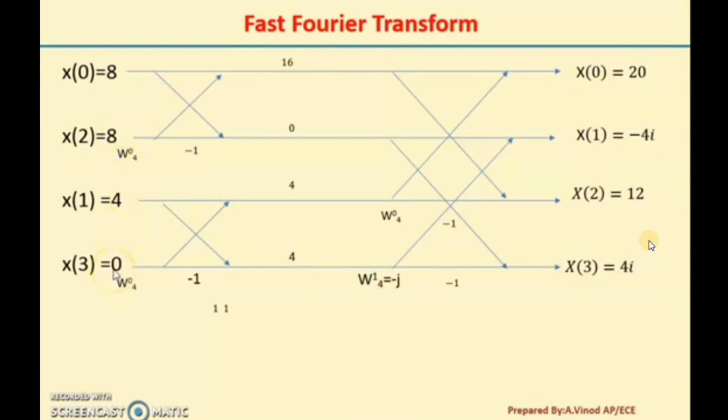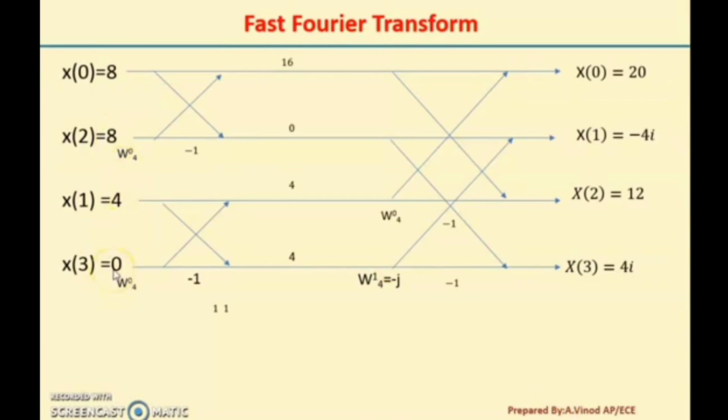After getting this value, the only change we have here is that you have to add minus j here. So it is not 4 here, it is nothing but minus 4i at this point.